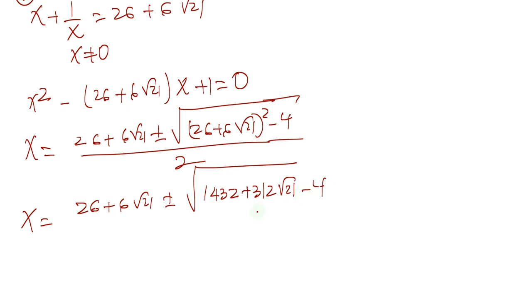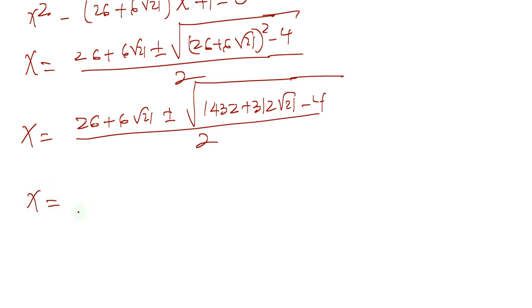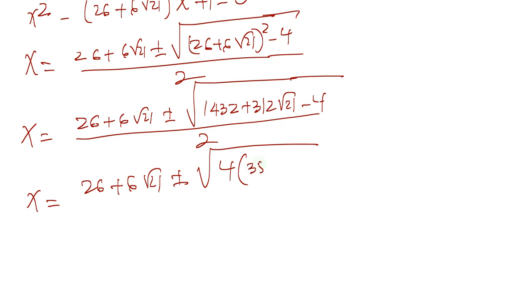And then minus 4, right? So this all divided by 2, and then x here is equal to 26 plus 6 square root of 21 plus or minus. Brackets here, this number, we can simplify it. We're going to have 1428, and we can simplify by 4. So simplifying by 4, we have 357, and then this plus 78 square root of 21, and then all divided by 2.